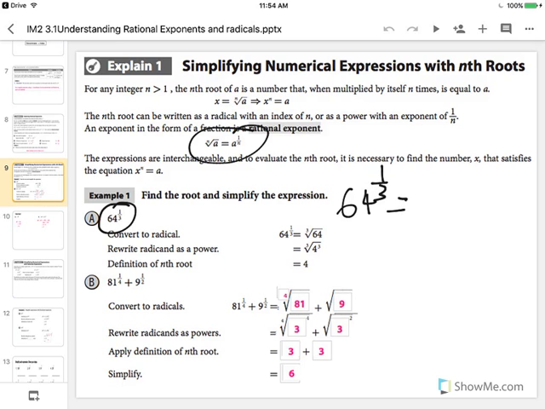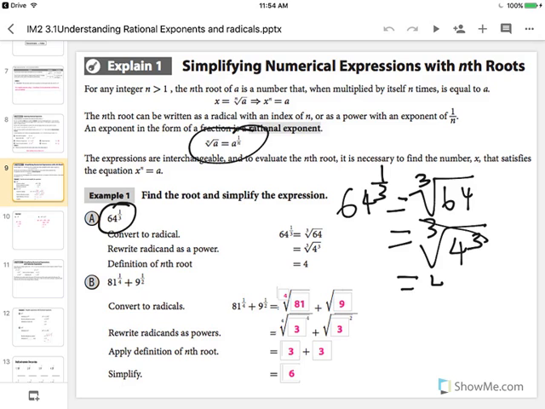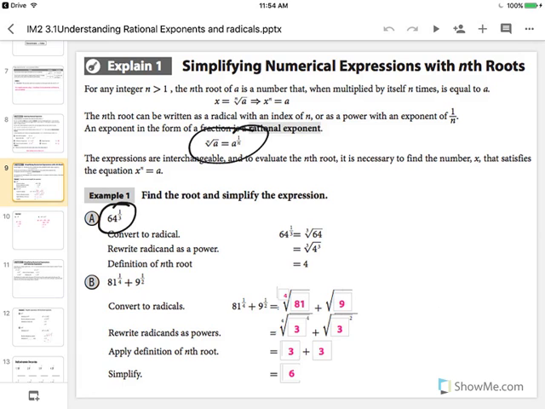Okay, so this can be solved in 2 different ways. This will become the cube root of 64. But 64 is the same as 4 to the third power, so the cube root and the third power cancel out, and your answer is 4. Or we can solve this in exponent form.